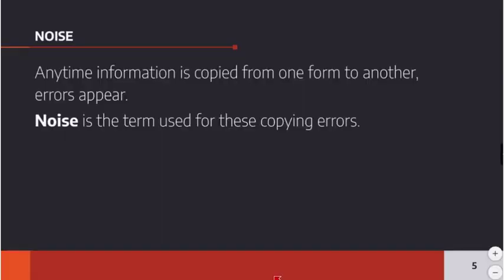Next one is noise. So anytime you ever copy information, whether digital or analog, from one form to another, there are always errors that show up. You can't make a perfect copy of anything. Analog tries to make it as exact as possible, but there's always some errors that are going to show up, and noise is the term we use for these copying errors. Whenever we make a copy, there's always going to be this noise that's involved.